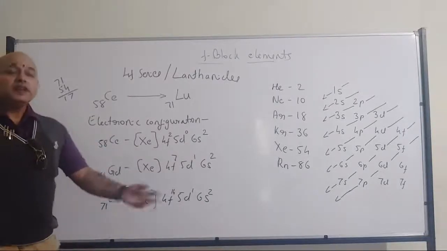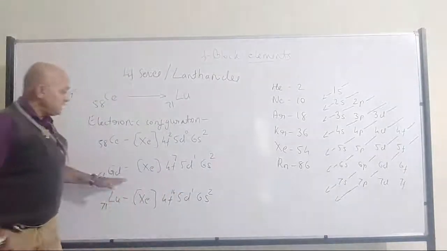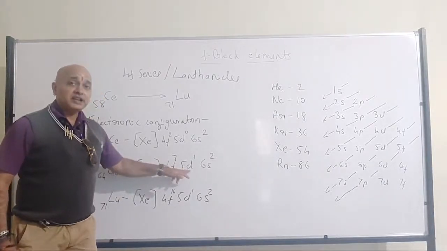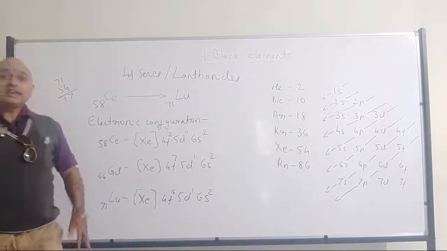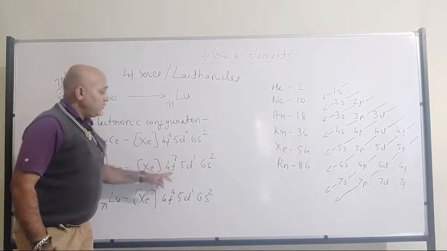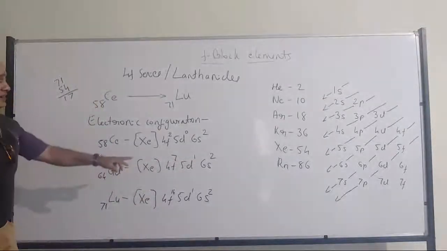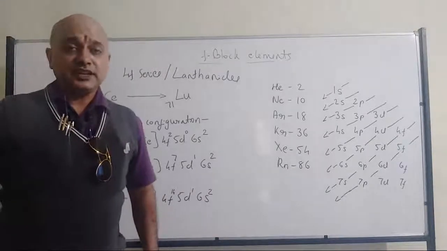It will not go to the 5D. So why have I written gadolinium? Because although there is an option for D to get an electron, 4F will still have 4F7, and 1 electron it will shift to D. Otherwise it should have been 4F8, 5D0. But to attain stability in gadolinium, we can observe 1 electron in the D subshell.